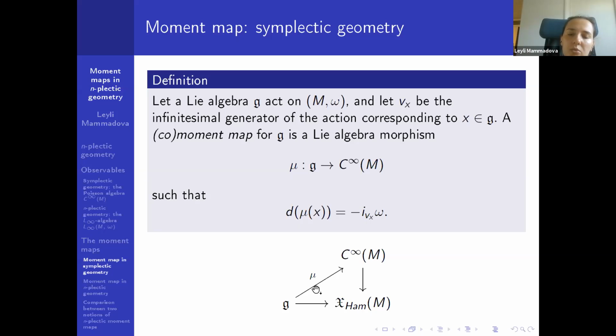So what it means is, if you remember, a Lie algebra action on the manifold is just a Lie algebra morphism from the Lie algebra itself into the vector fields, and we want a lift of this morphism. So the lift of this Lie algebra morphism is the moment map.